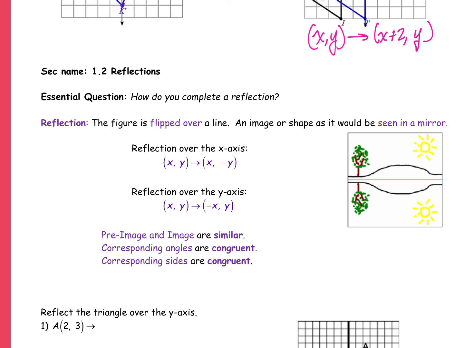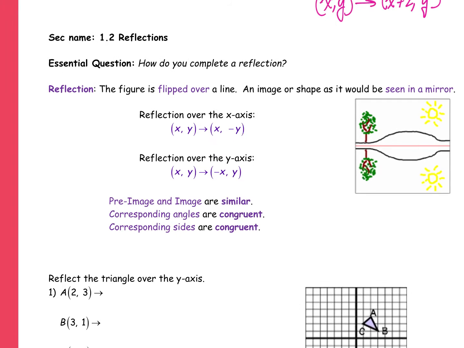If I'm reflecting over the Y axis, my Y stays the same, and what changes is my X value. The X's exchange signs, okay? And then if I'm reflecting over any other line, it just has to be the same distance away from the line. Does that make sense? Okay, so here we go. We're going to do a few of these. And again, they're similar and congruent. All angles are congruent. All sides are congruent. The image and pre-image are similar.